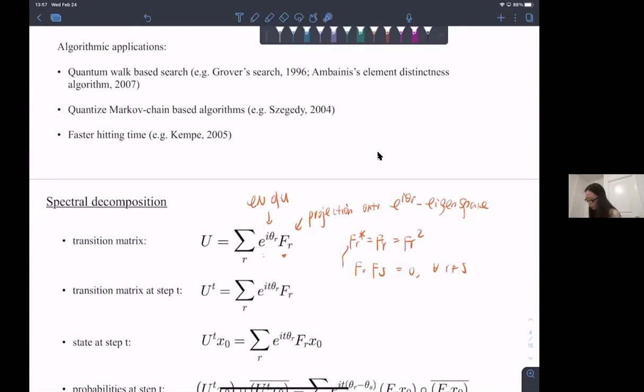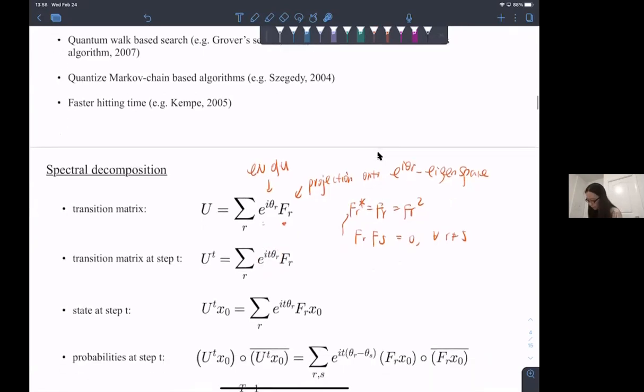Okay. And once we have this spectral decomposition, we can compute any function of the matrix U by computing the same function on the eigenvalues. So for example, to evaluate the transition matrix raised to t's power, we just raise the eigenvalues to t's power. And that is much easier to do computationally.